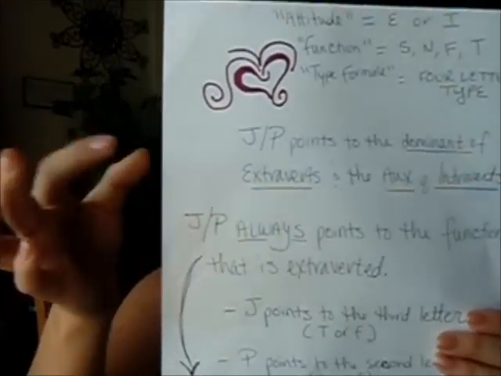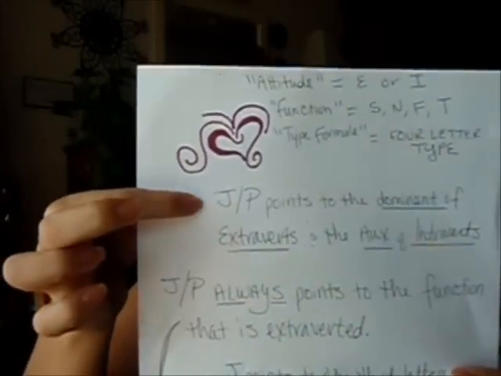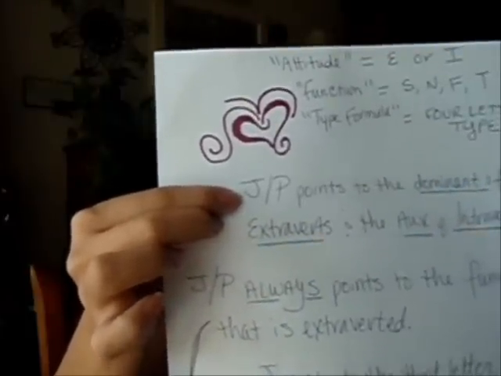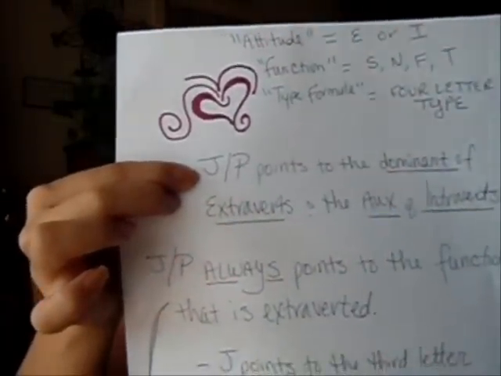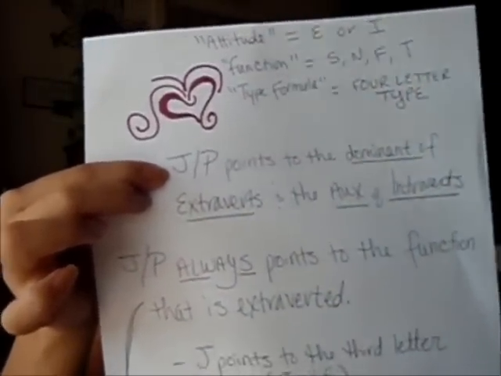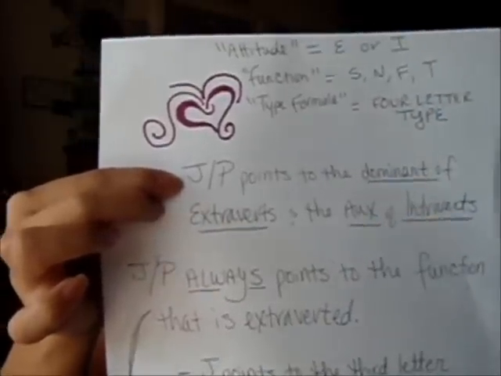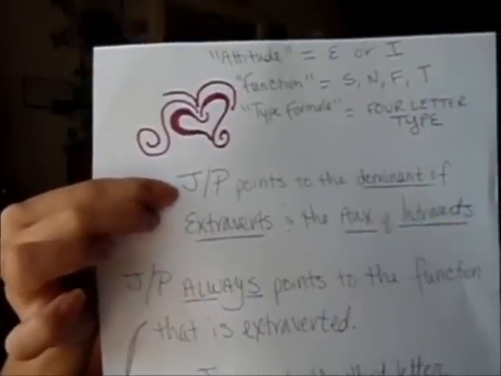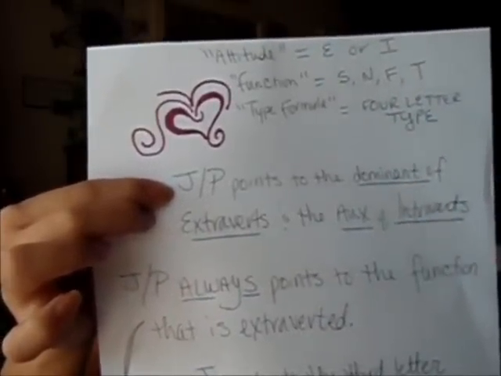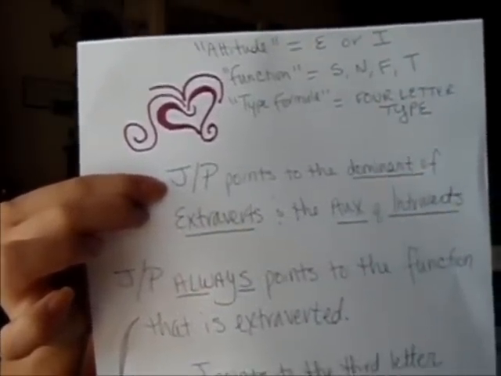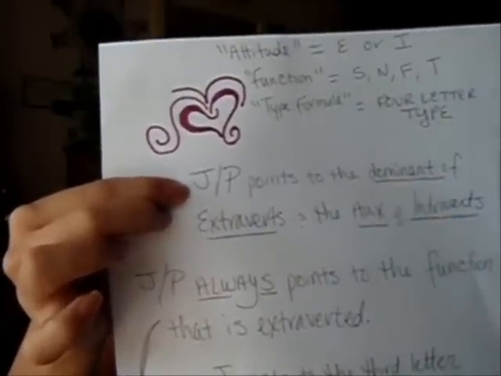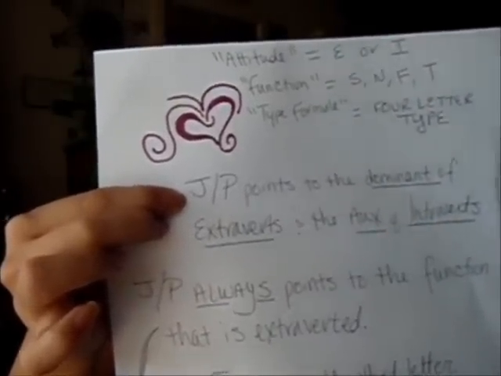Okay, so rules here. It doesn't matter if they're an extrovert or an introvert: for every type, the dominant and the auxiliary process are in opposite attitudes. For extroverts, the dominant function is extroverted and the auxiliary function is introverted. For introverts, the dominant function is introverted and the auxiliary function is extroverted. I said that earlier, I believe.